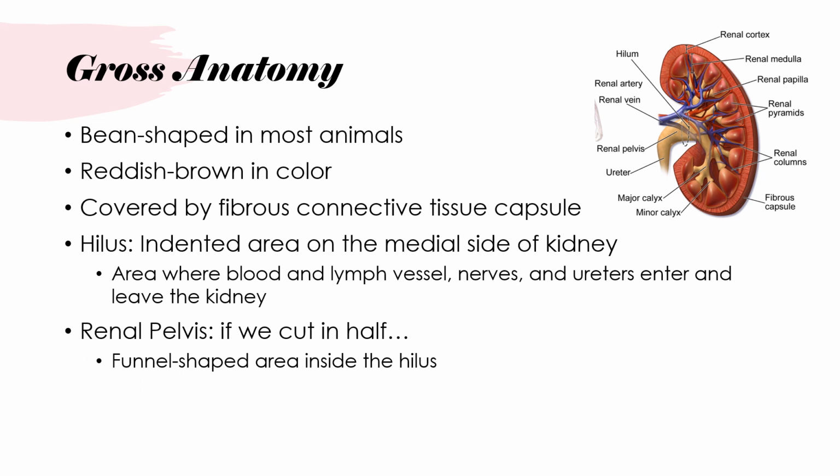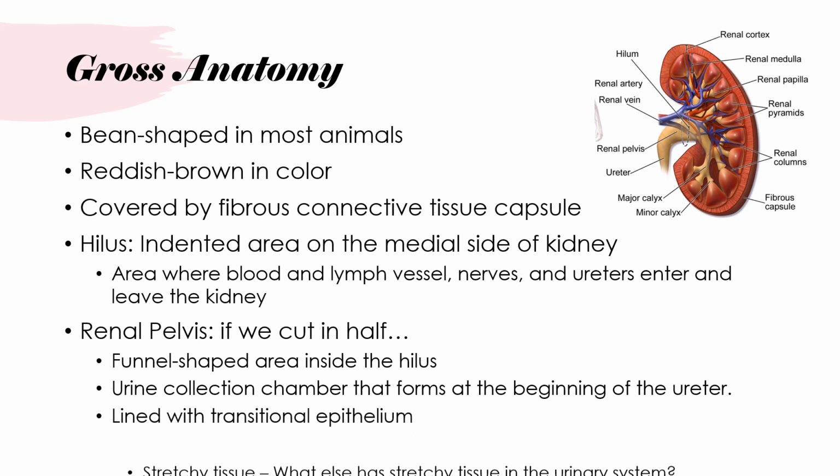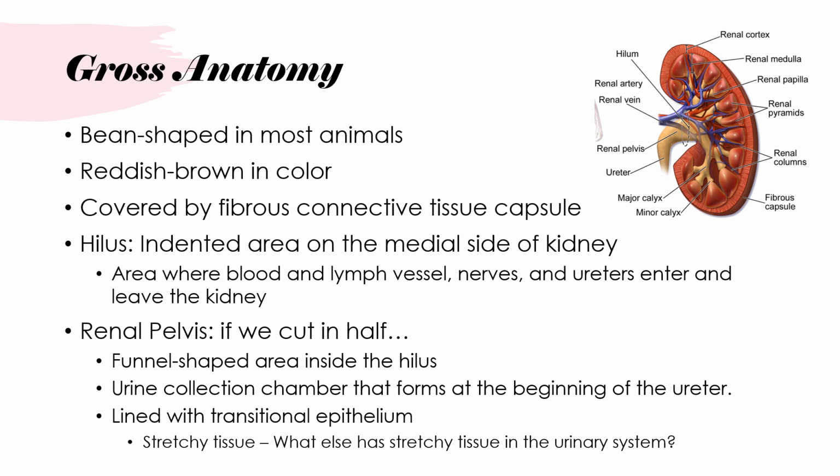Now, then we have the renal pelvis. So if we cut a kidney in half, we could see the renal pelvis. It would be a funnel-shaped area inside of the actual hilus. Now, a urine collection chamber is going to be present there, and that's what that renal pelvis helps with. And that's going to form at the beginning of the ureter. It's lined with transitional epithelial cells, and that's very important to know because it's going to be stretchy tissue.